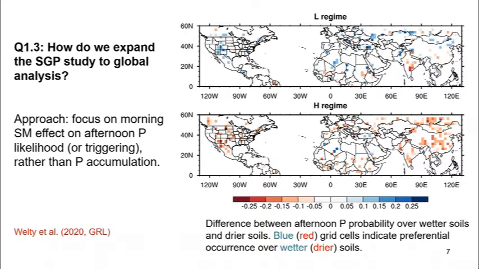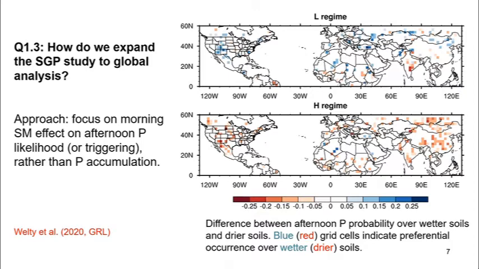What we found, unfortunately, just like typically in our scientific career, does not work globally. Because from our global data analysis, morning soil moisture does not strongly affect afternoon precipitation amounts. It's a little bit disappointing, but that's part of the journey in scientific exploration.